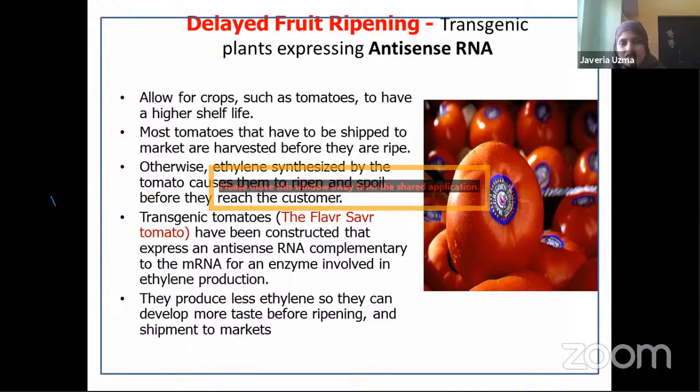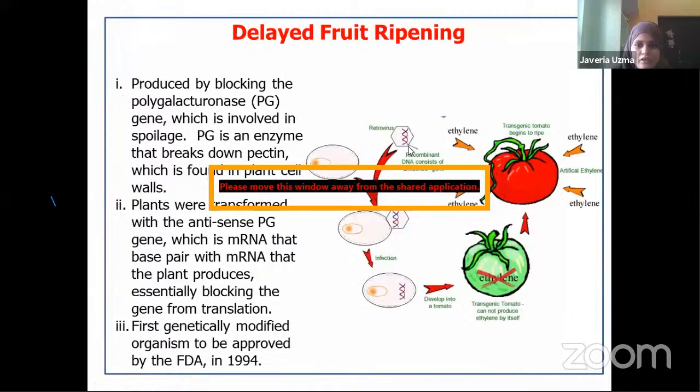This technology was applied to delay the fruit ripening by using antisense RNA technology. So here, instead of introducing a gene, that is DNA, you are introducing RNA that will go and bind with the actual RNA of the plant. This is the technique here. So the retroviral gene is inserted into the plant cell.